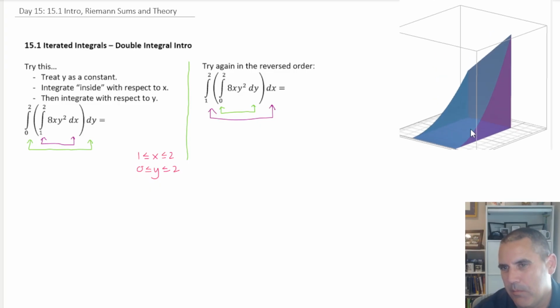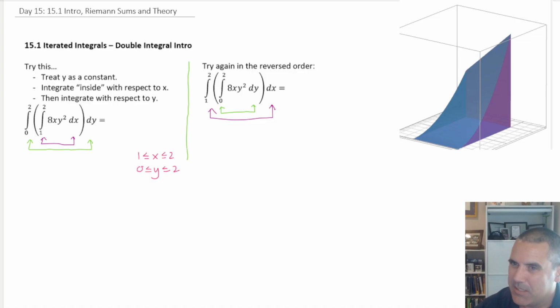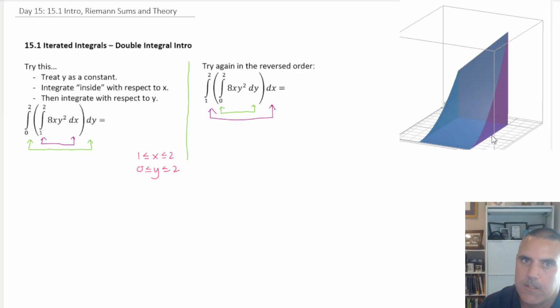But it's not just about finding volumes, it's about measuring something over a region, and that's what we're going to be doing in the next few sections. It turns out this is indeed the volume of that solid you're seeing on the screen, and this is also the volume. These are both the same thing. One does it in terms of x first, one does it in terms of y first.